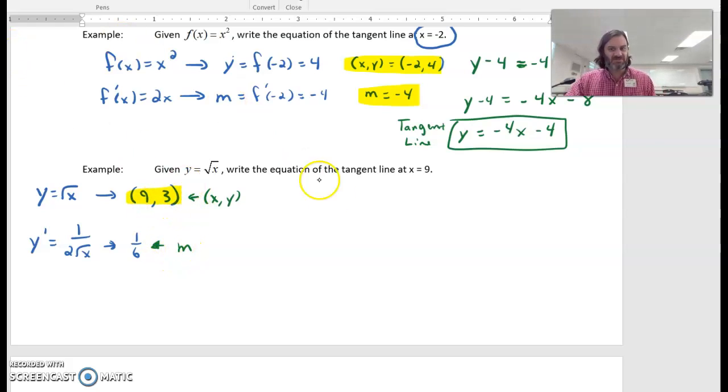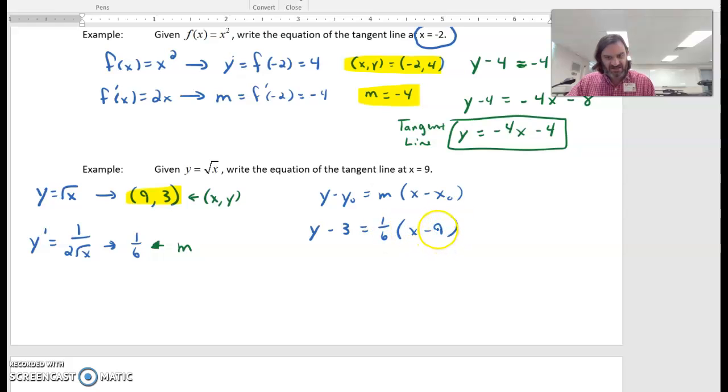So I'm going to plug that into my point slope formula. y minus y naught equals m times x minus x naught. So y minus 3 equals 1/6 times x minus 9. A little bit of work here. We'll distribute the 1/6, so we'll have 1/6x minus 9/6, which is 3/2. And then I want to get that 3 away from the y, so I'm going to add it to both sides, and if you make common denominator, we'll have y equals 1/6x plus 3/2.